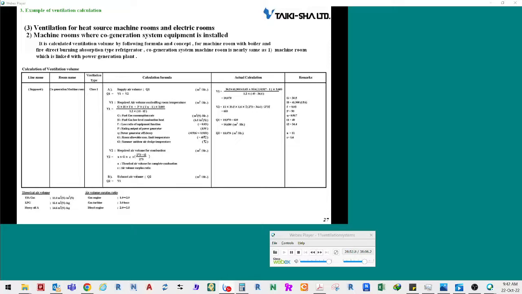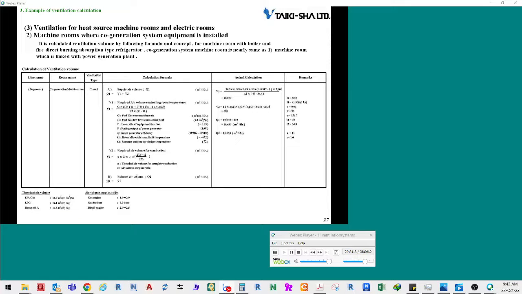Calculate the heat release based on the fuel consumption of the equipment and the rated output of the electric power generator. Using the result, calculate the ventilation air quantity. Calculate the required amount of combustible air based on the fuel consumption and the combustion amount of theoretical combustion air of the fuel oil. This is an example of a calculation where numeric values shown on the slide were used to calculate the ventilation air quantity for gas engine type cogeneration system equipment.